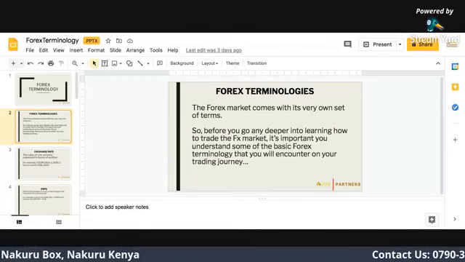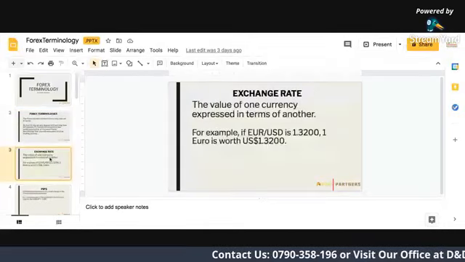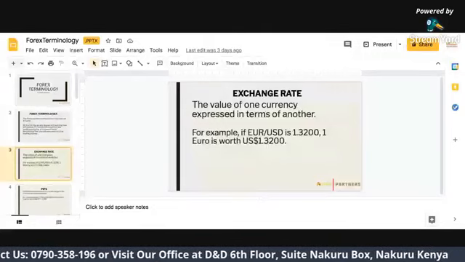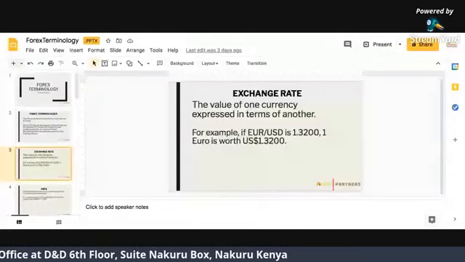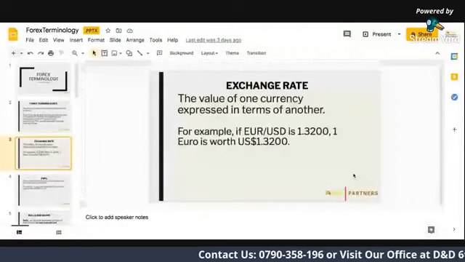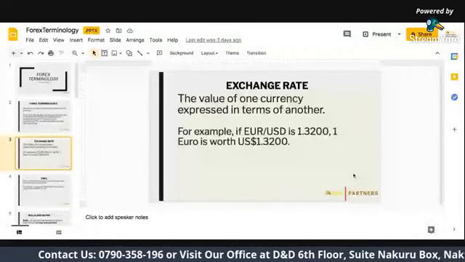Number one, we have exchange rate. You hear there are several exchanges. Let's first tackle the word exchange and the word rate. Exchange is trading one item for another. In this particular topic, we are handling currencies, trading one currency for another. Now, the exchange rate is the value of one currency expressed in terms of another.